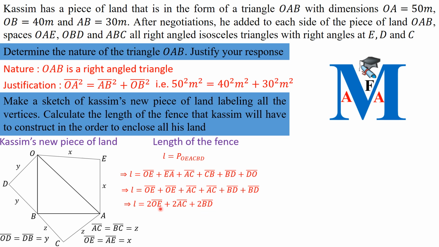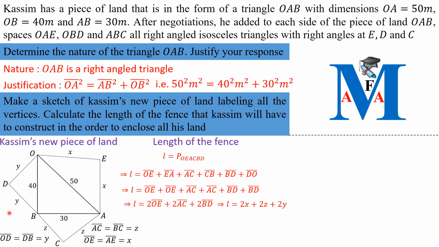But we know these various lengths. OE is a length from O to E, which is x units. Originally we were told that OB is 40, OA is 50, and then AB or BA is 30. Alright, so since OE is x, we replace OE with x. What about AC? AC is z and BD is y. So we have the length of the fence to be 2x plus 2z plus 2y. Now all we are left to do is to find x, y and z. Then we come and replace here and we find the length of the fence.